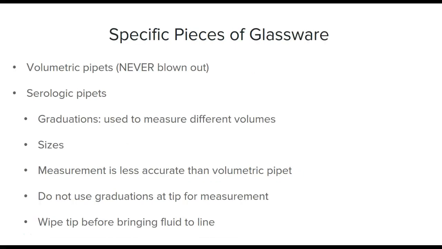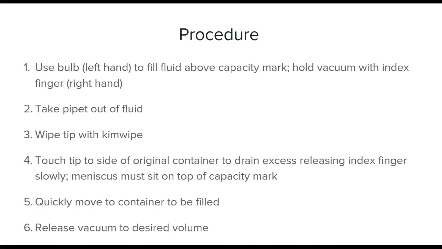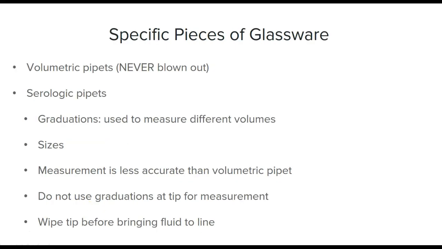Okay, specific pieces of glassware. Volumetric pipettes are never blown out. They're actually pipetted the same way as I talked about here. So with the volumetric, you don't blow out, and the serologic you do. And that's just when you take the bulb and blow all of the leftover fluid in it out into the container so that you get the right amount of volume.